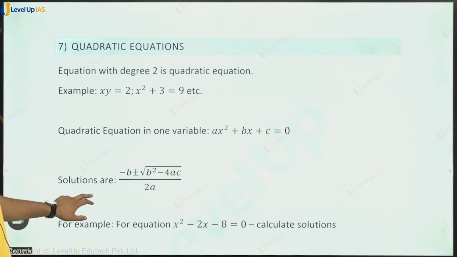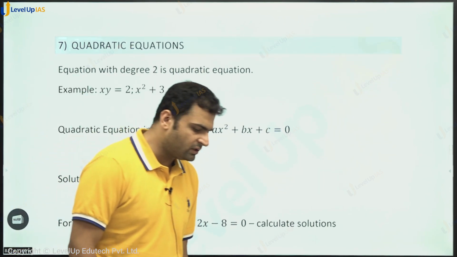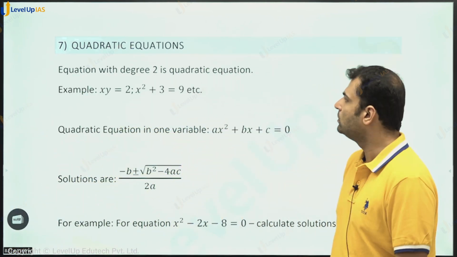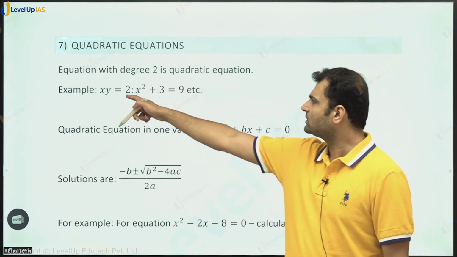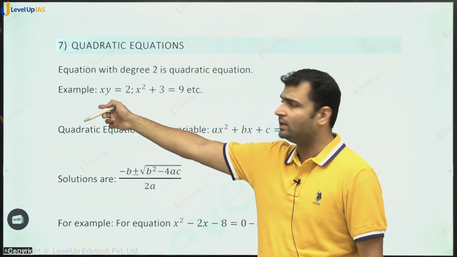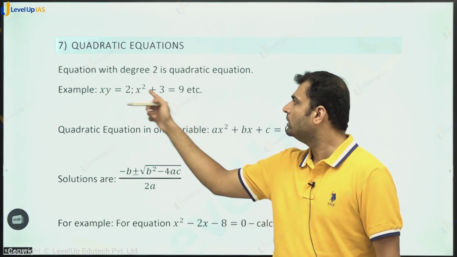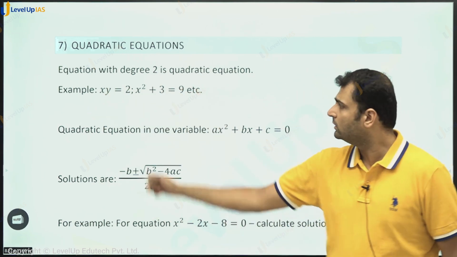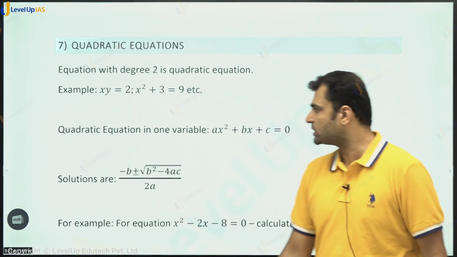Thirdly, a quadratic equation is an equation with degree equal to 2. And these are the examples. xy is equal to 2. This is degree 2, right? x to the power 1 and y to the power 1, 1 plus 1 is 2. x square plus 3 equal to 9. Again there is a square term, so this is a degree 2 equation.